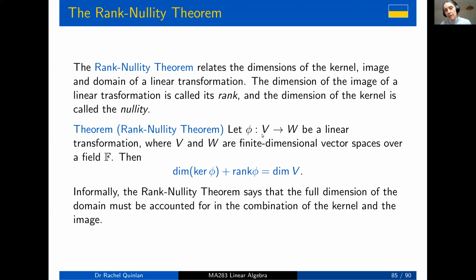So if V has dimension 5, then the image of phi could have dimension 5 as a subspace of W. In that case, the kernel of phi would be trivial. It would consist only of the 0 vector and be a 0-dimensional space. Potentially, if V has dimension 5, the image of phi could have dimension 4. In that case, there would have to be a 1-dimensional kernel. If the image of phi has dimension 3 and V has dimension 5, there would have to be a 2-dimensional kernel to account for that part of the dimension of V that doesn't turn up in the image. So that's informally how the Rank-Nullity Theorem works, and it can be a useful way to think about it.